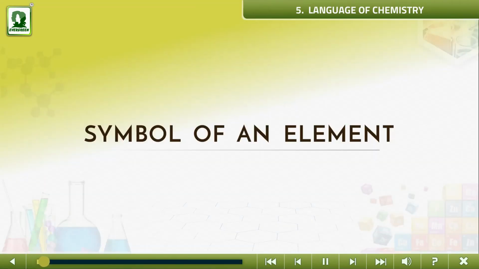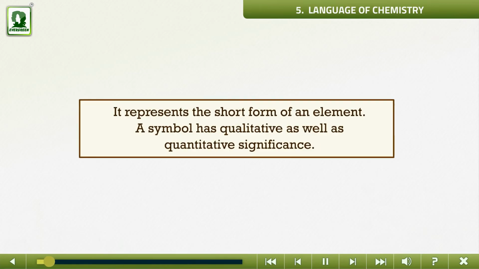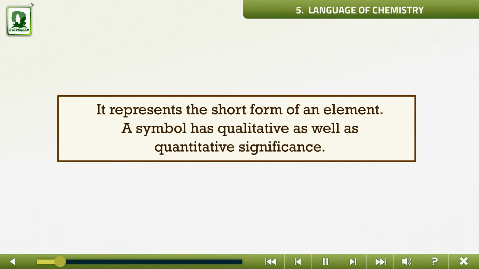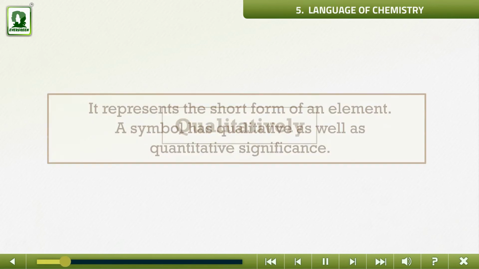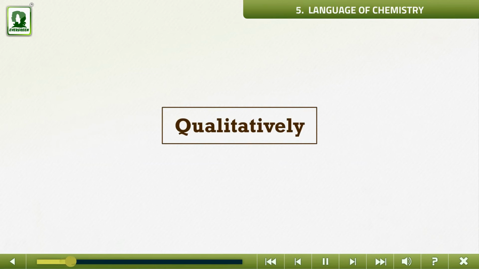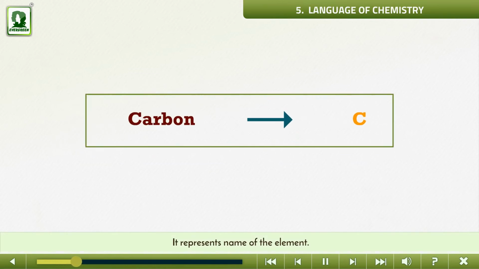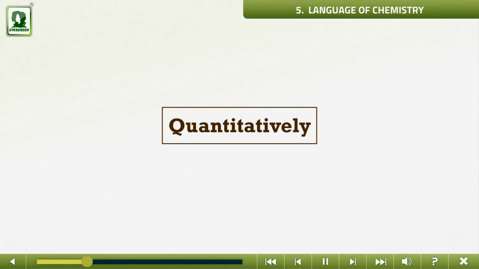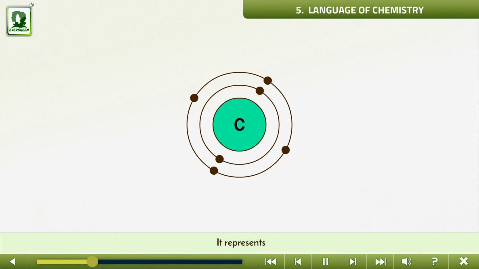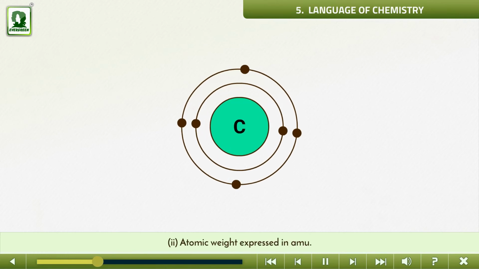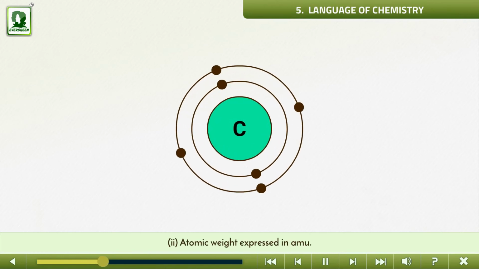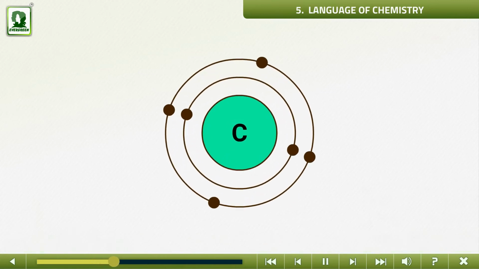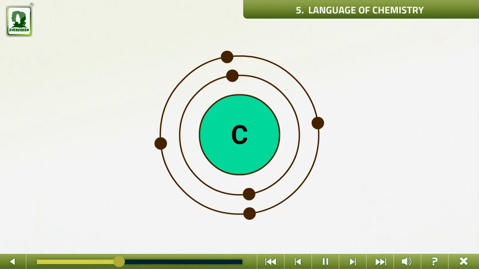Symbol of an element. It represents the short form of an element. A symbol has qualitative as well as quantitative significance. Qualitatively, it represents the name of the element. Quantitatively, it represents one atom of the element, atomic weight expressed in AMU. For example, the symbol C represents carbon, one atom of carbon, 12 parts by weight of carbon.